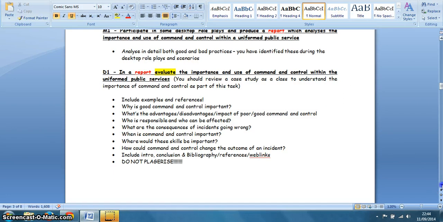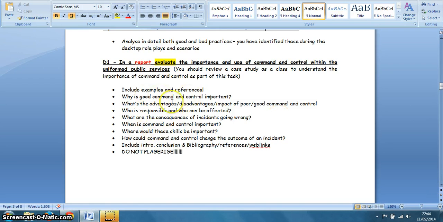I've put some tips down here on what you must look to include to get the distinction material. We're going to start with include examples and references. If you've got no references at all in your report for distinction, you will not achieve distinction, regardless of how long it is or how good quality it is. Second one then, why is good command and control important? Explain why command and control is important, and then don't just stop there, looking at the consequences if it's not important.